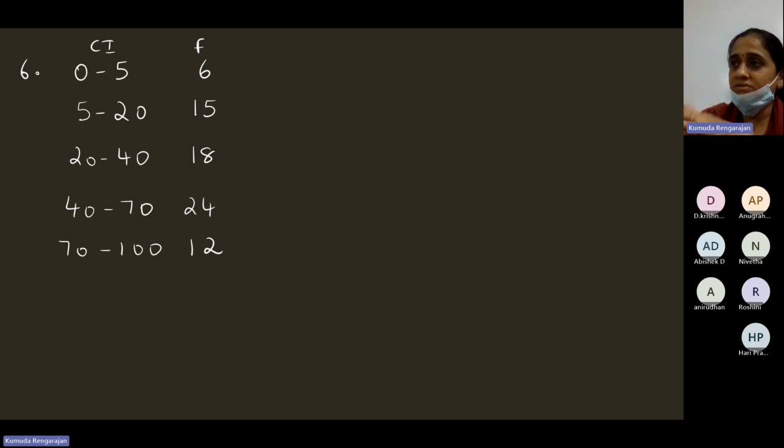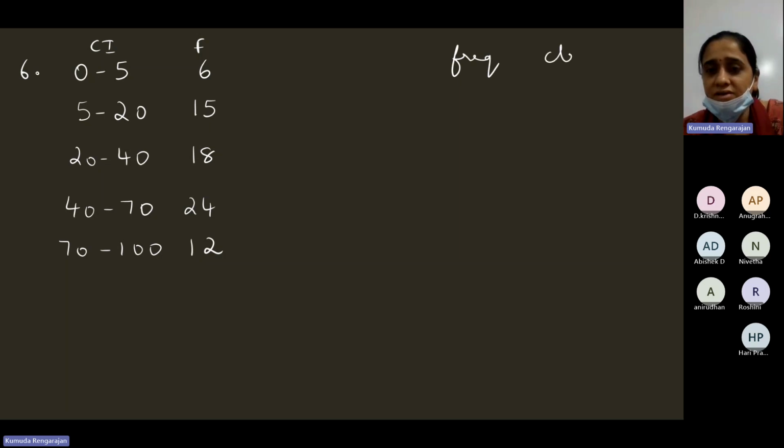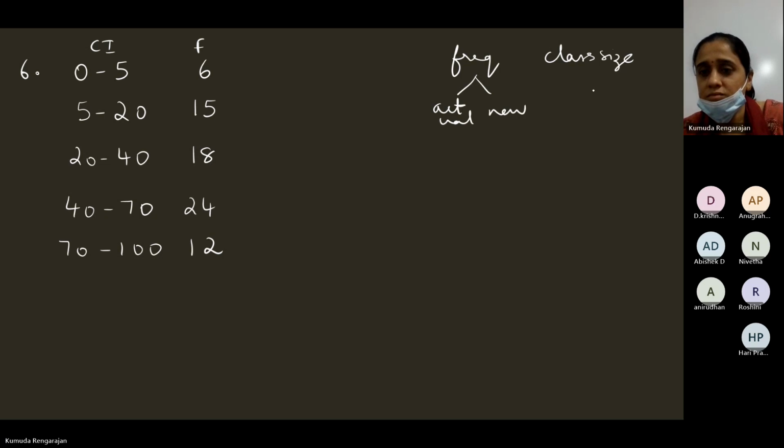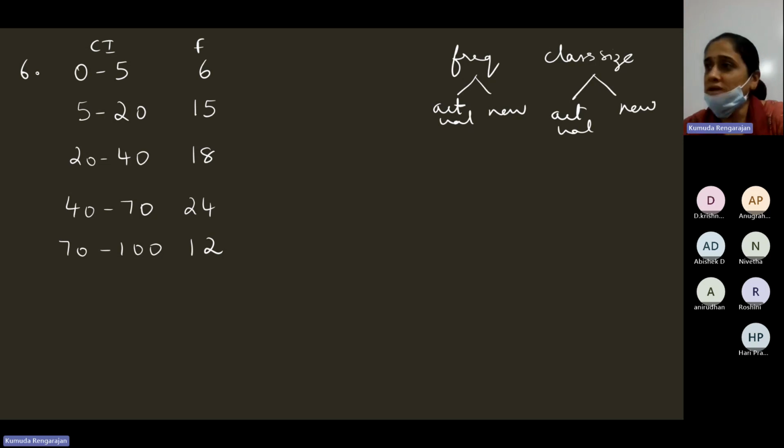Okay, so the four terms we'll be using here are original frequencies or the actual frequency, new frequency, actual class size, new class size. Here we'll talk in terms of frequencies and class size. And for both we'll say actual and new. Actual class size, new class size. Actual frequency, new frequency, or the adjusted frequency.